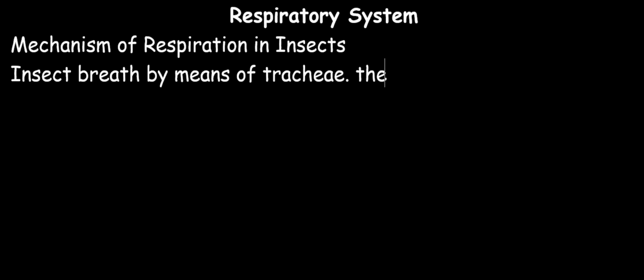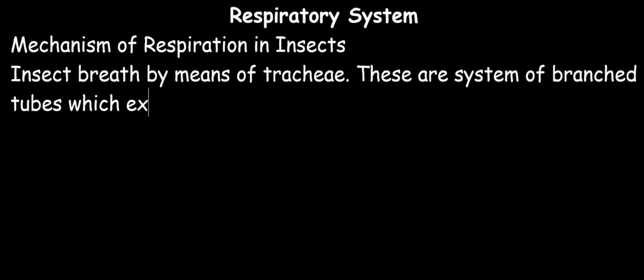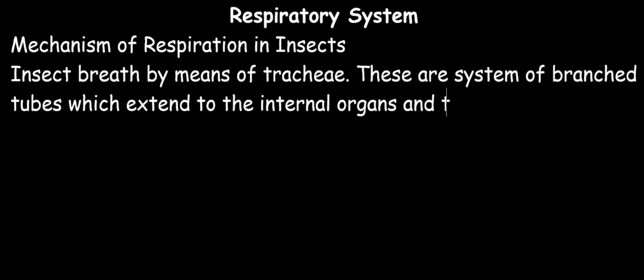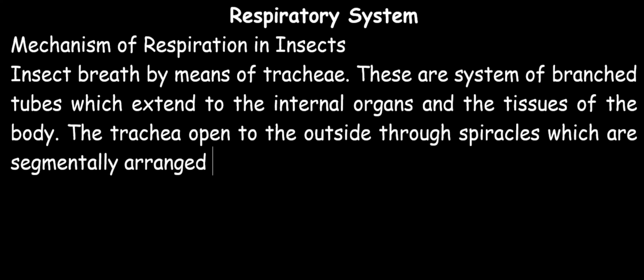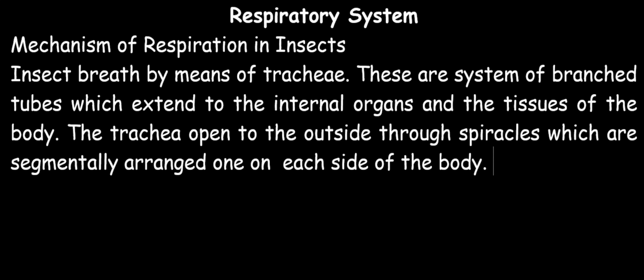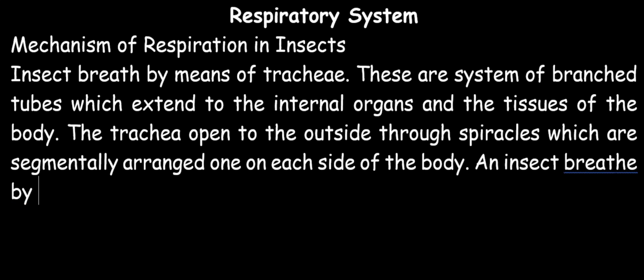The insect breathes by means of a structure known as the trachea. These are systems of branched tubes which extend to the internal organs and the tissues of the body of this organism. The trachea open to the outside through structures known as spiracles, which are segmentally arranged, one on each side of the body. The way an insect breathes is such that it contracts and relaxes the abdominal muscle.